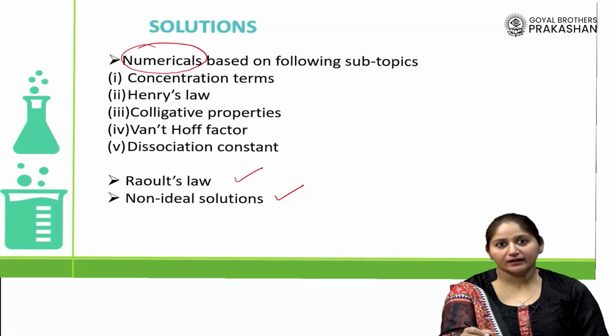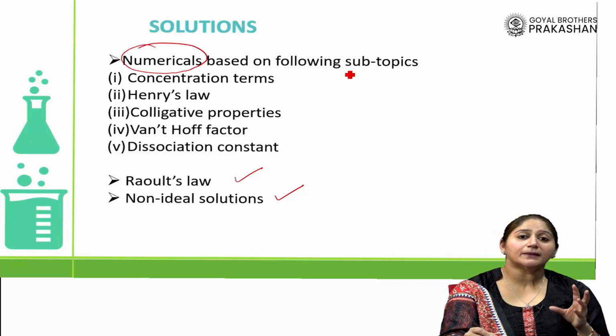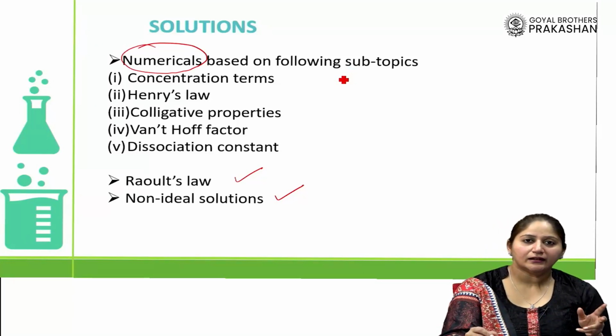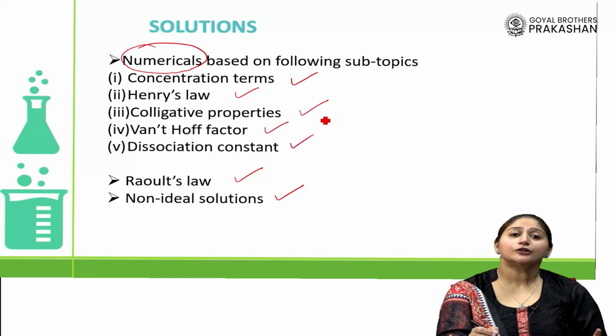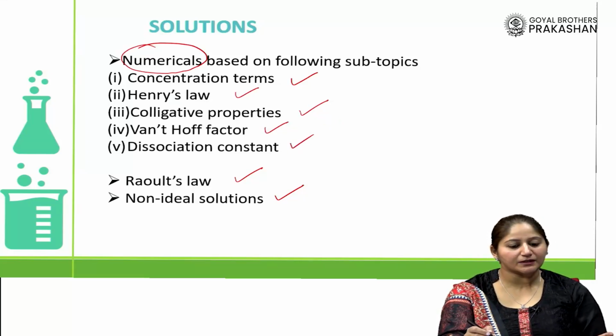So what kind of numericals? Definitely numericals on the basis of molarity and molality. So concentration terms, Henry's law related questions, colligative property, Van 't Hoff factor and dissociation constant. Numericals are very important in physical chemistry.